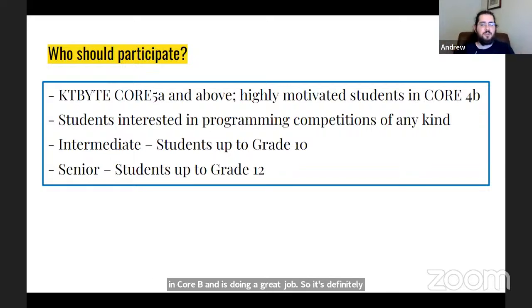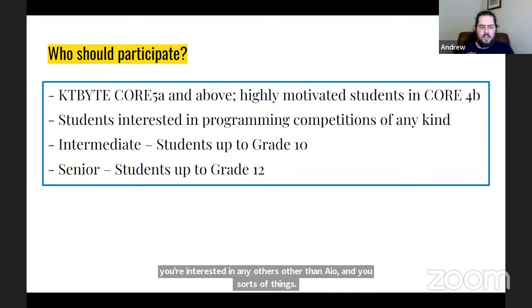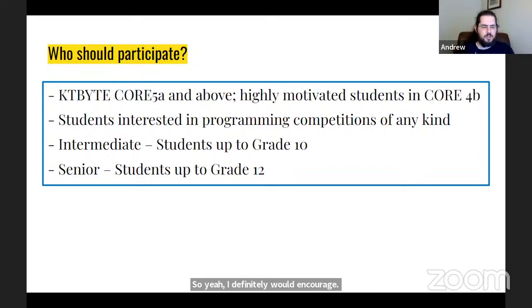There are other competitions for younger students who maybe aren't quite at this sort of programming level of being able to take on open-ended problems without more specific direction, but there are other competitions for those levels too. So let us know if you're interested in any others other than AIO and USICO sorts of things. So yeah, I definitely would encourage any student who is interested in competitions to do the AIO.